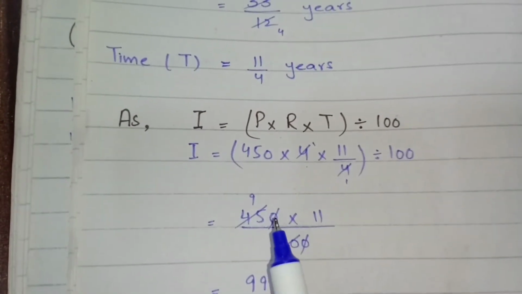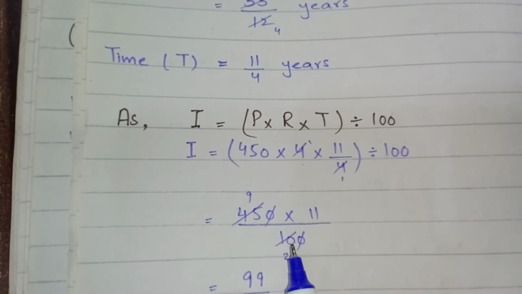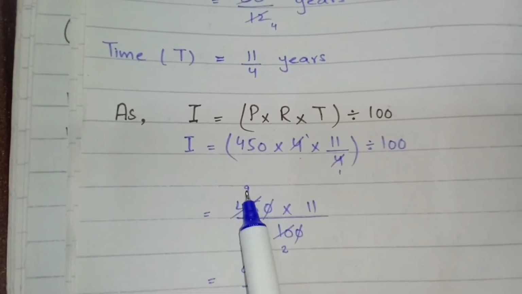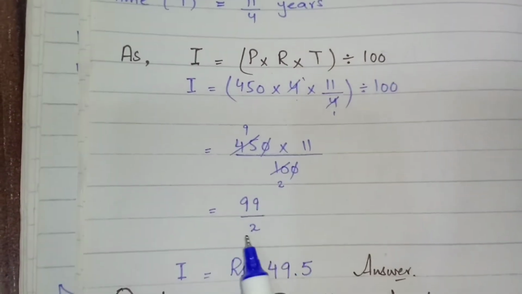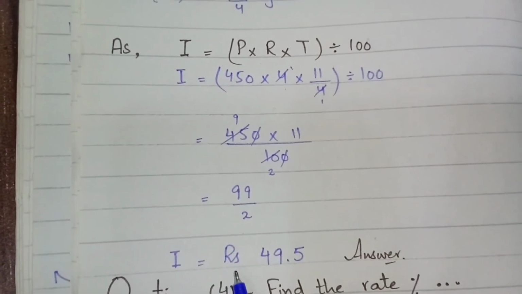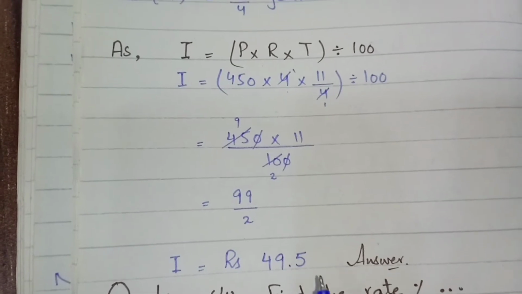Now 1 0 will be cancelled out with this 1 0, and on the table of 5, 5 2s are 10 and 5 9s are 45. Then 9 multiplied by 11 is equal to 99 over 2, and after the division we get interest is equal to rupees 49.5, and this is our answer.